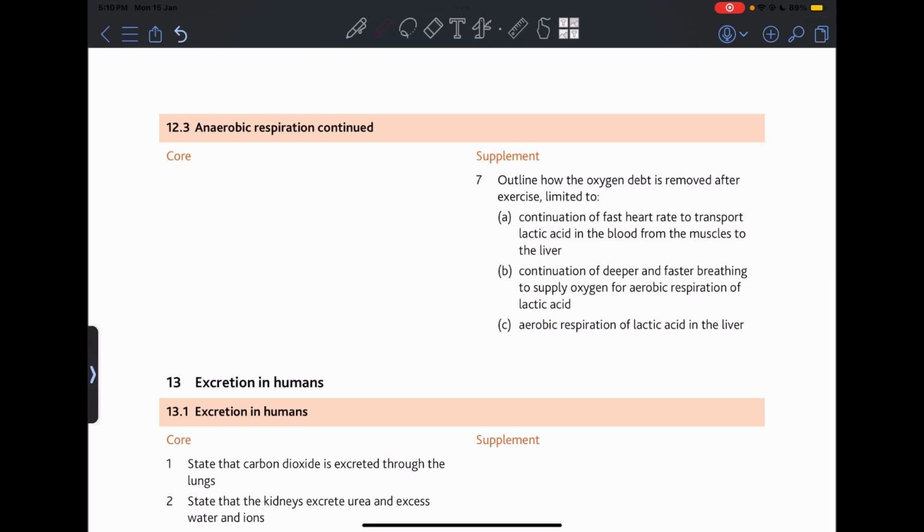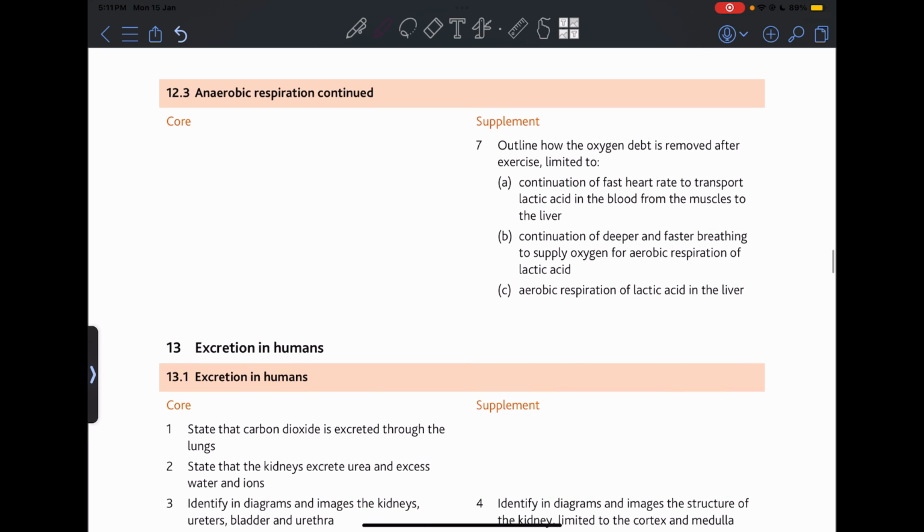Now, 12.3 continued. Supplement students have to outline how the oxygen debt is removed after exercise, limited to continuation of fast heart rate to transport lactic acid in the blood from muscles to the liver. So after you finish your exercise, this is how your oxygen debt is removed.